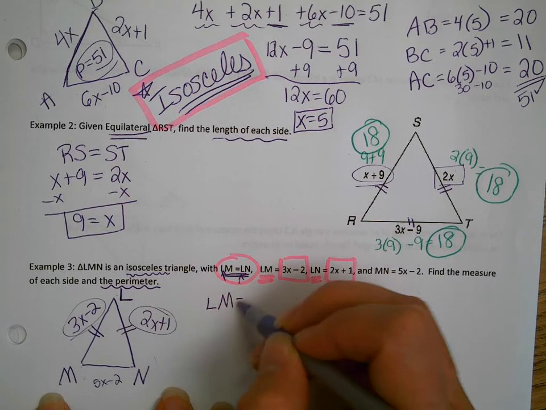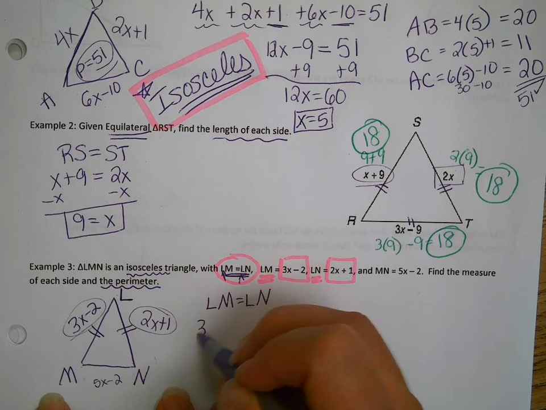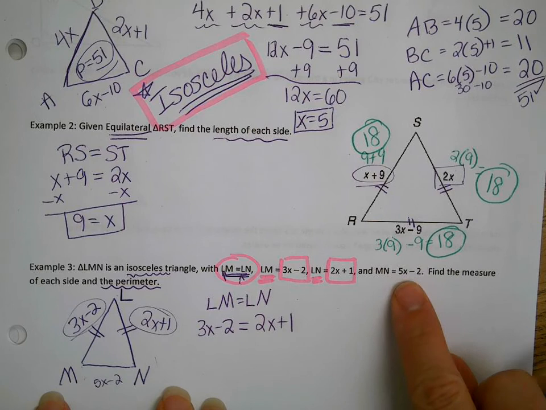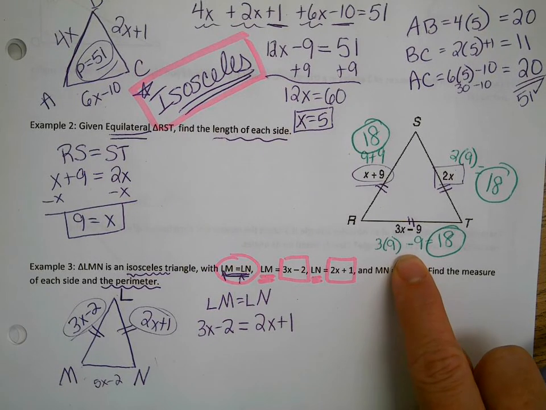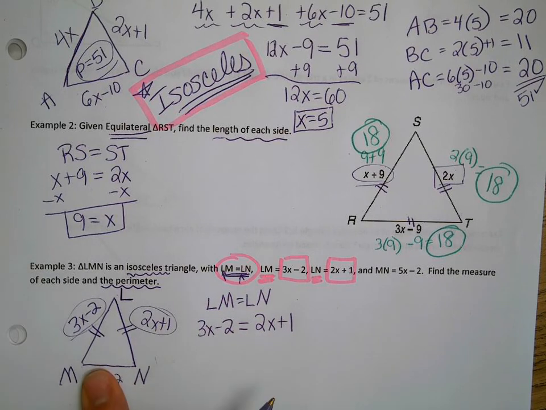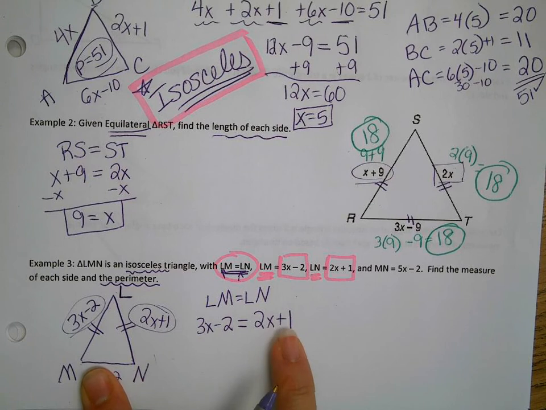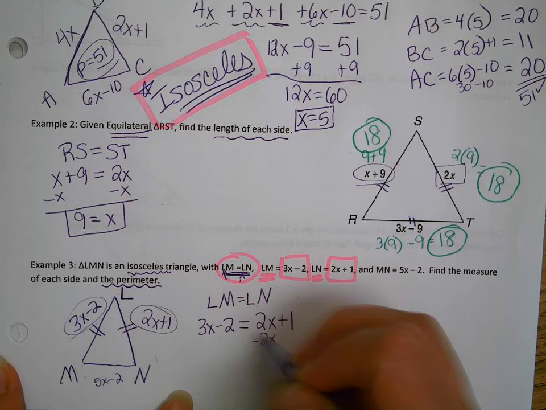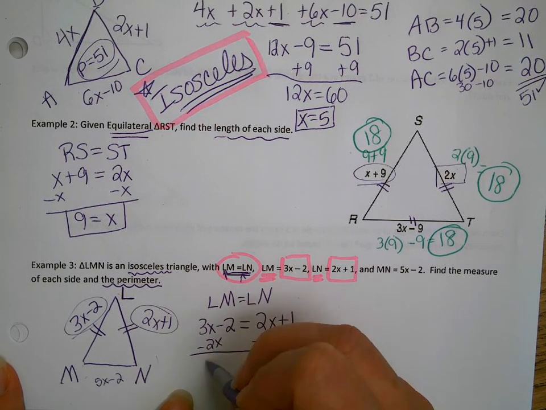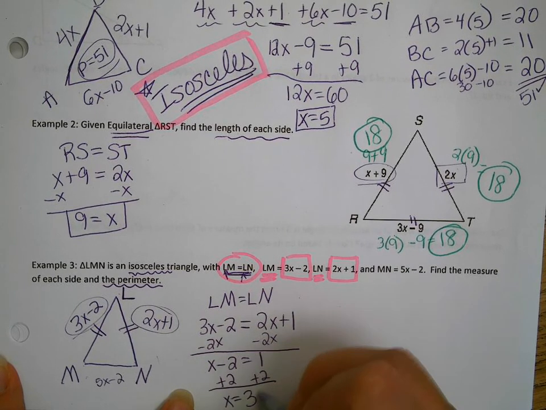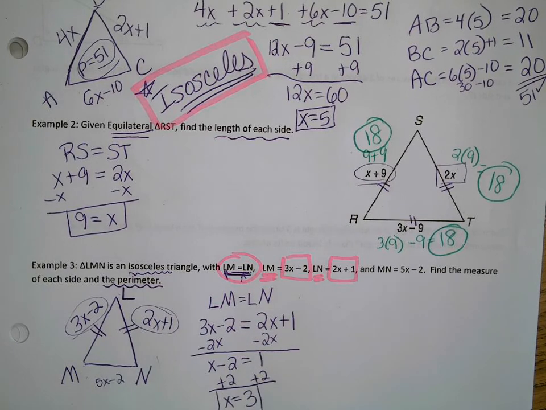So since LM equals LN, 3x minus 2 equals 2x plus 1. This 5x minus 2 is kind of extra information at the moment. We need it when we go find the perimeter in a minute, but we're not going to use all this information to set up our equation to solve. Okay. So solving for x, remember to move your x terms over first. 3x minus 2x is x, minus 2 equals 1. Add 2 to both sides, x equals 3. Right?